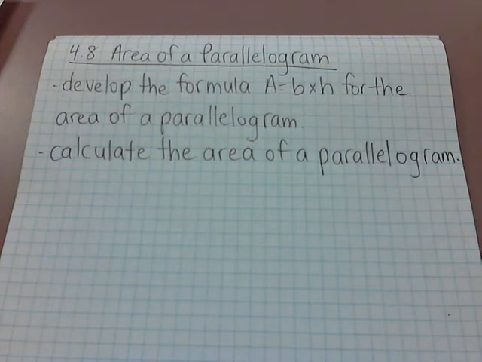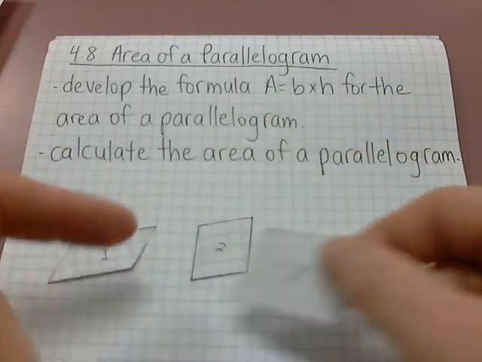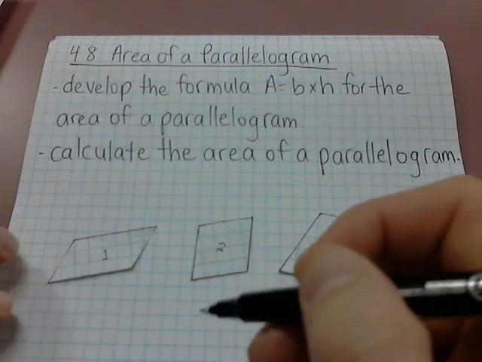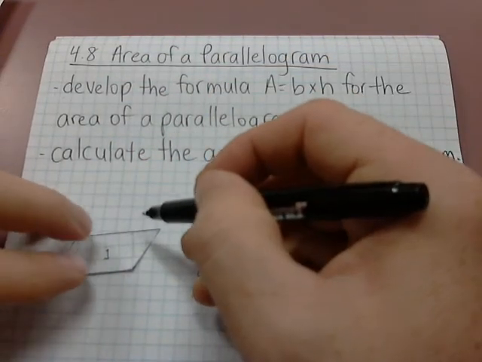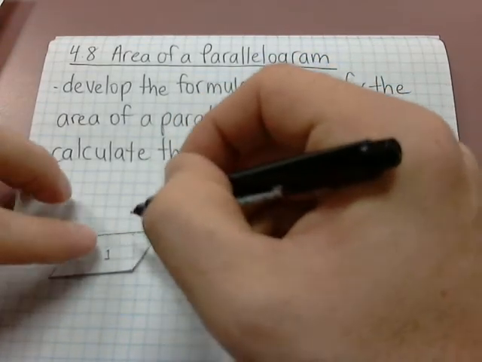What I've done is I have made out 3 parallelograms. Parallelogram 1, parallelogram 2, and parallelogram 3. What I'm going to do on each of them is I'm going to draw a vertical line from one line at the top to the other line.